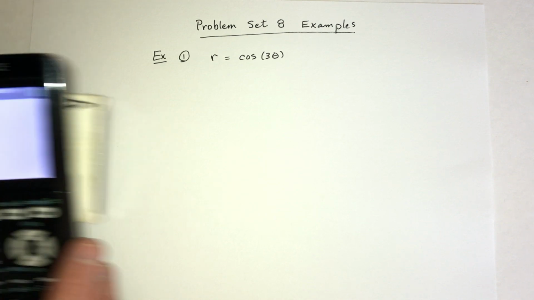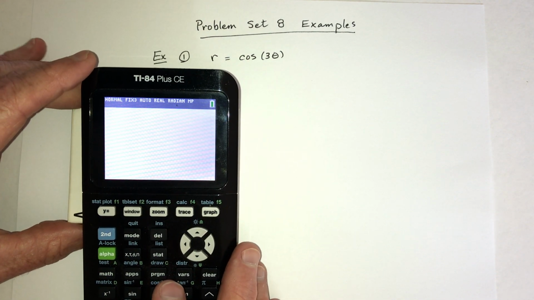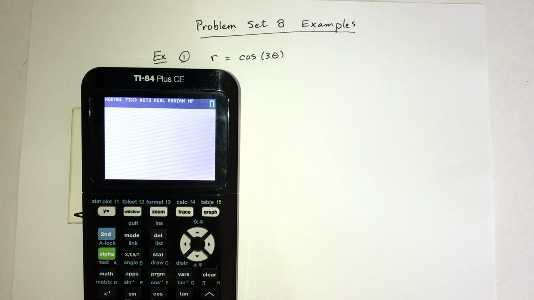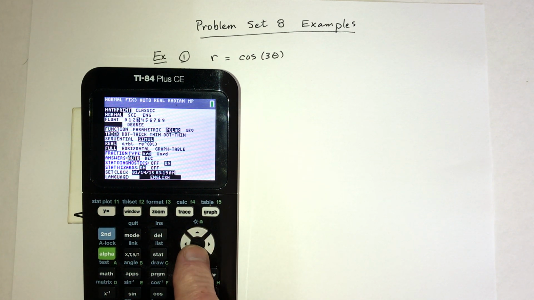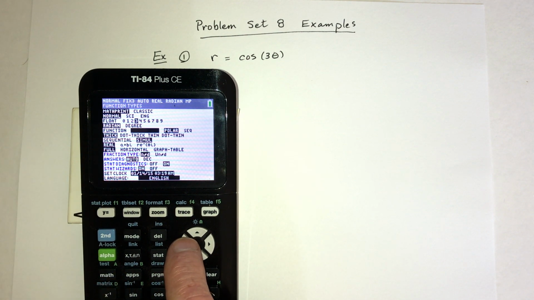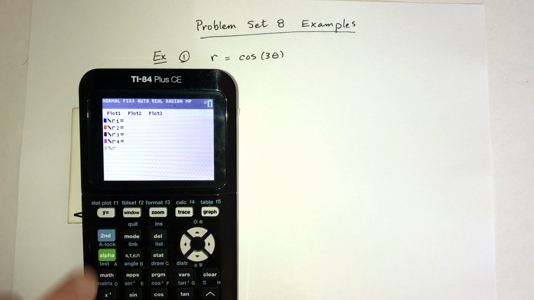First of all, graph it. So try to get the glare off the calculator. There we go. And if you haven't already, go to mode and change it to polar. So hit enter. And also make sure that it's in radians mode. Then second quit. And now when you go to y equals, it's actually going to say r equals. So cosine of 3 theta.